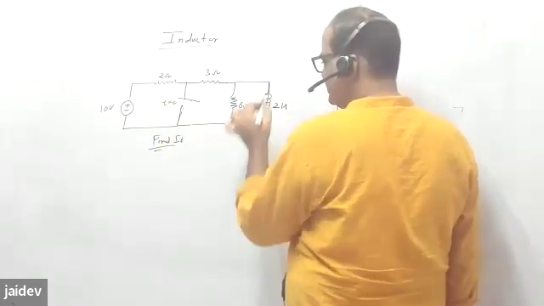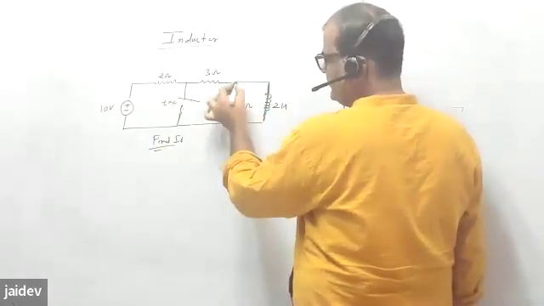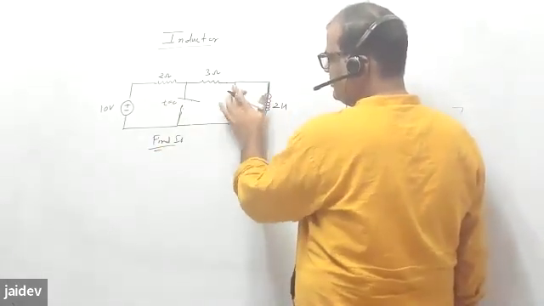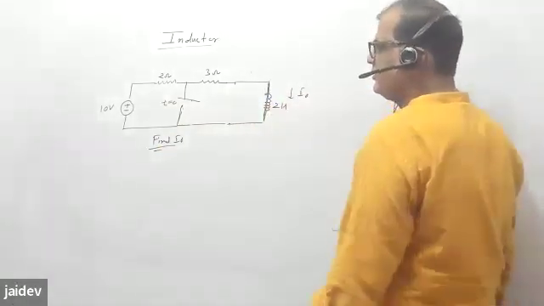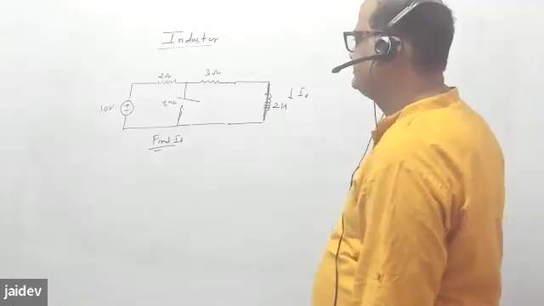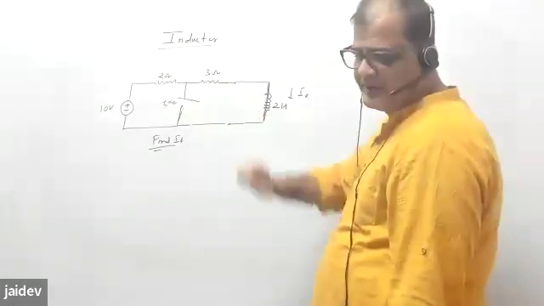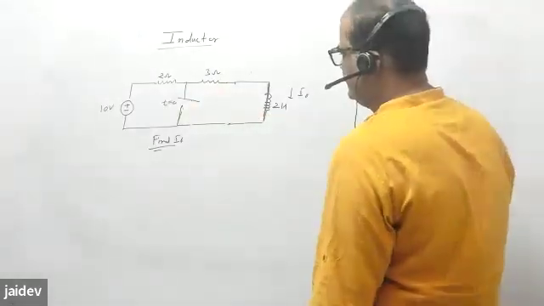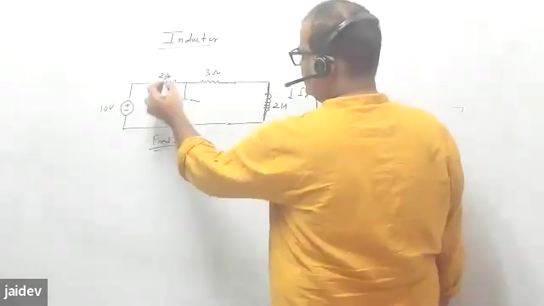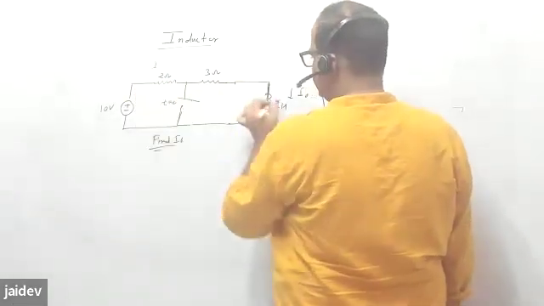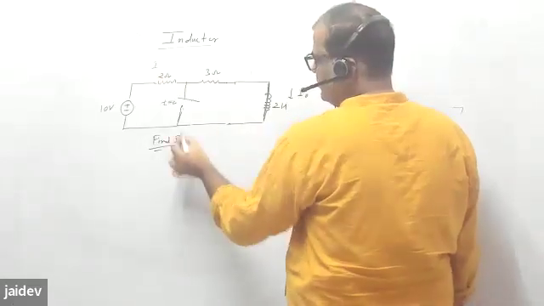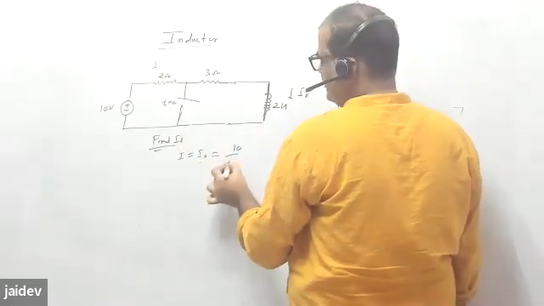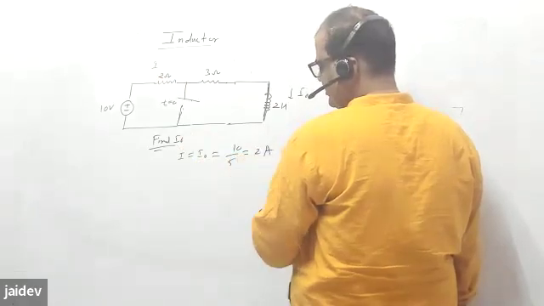This is short circuit. This short circuit means this will also be short circuit. This you can remove. Now how much current is flowing here? I naught. Initially it is open. So 2 ampere. So which current is coming here? Total current I naught is 10 upon 5. That is 2 ampere.